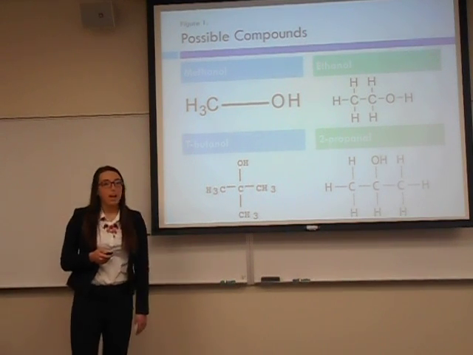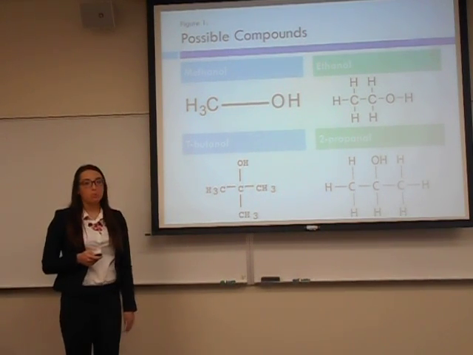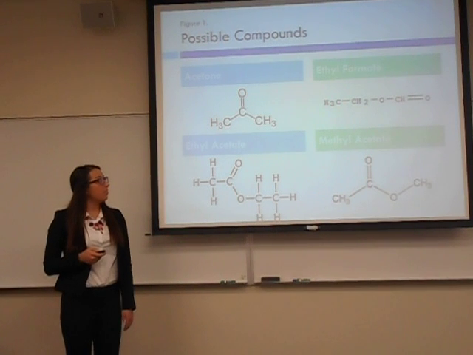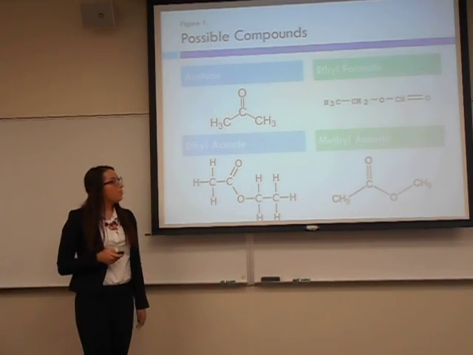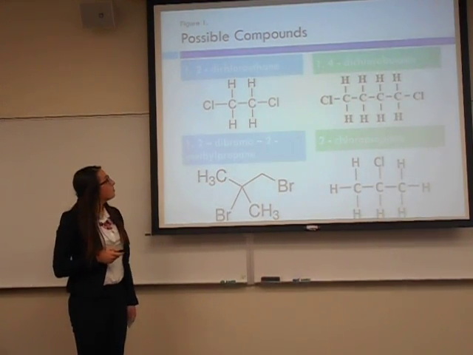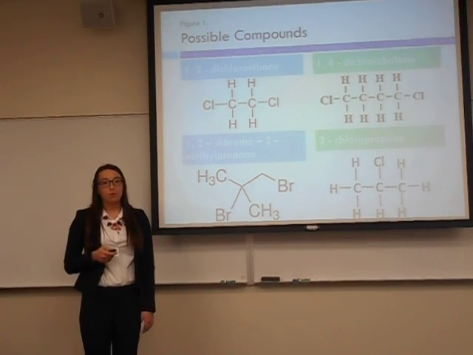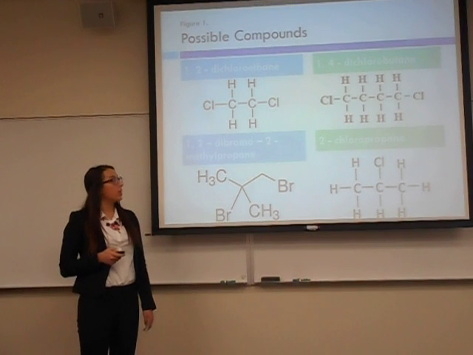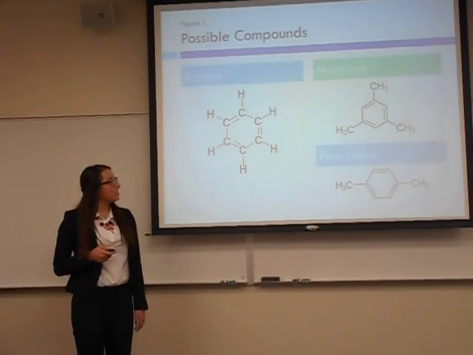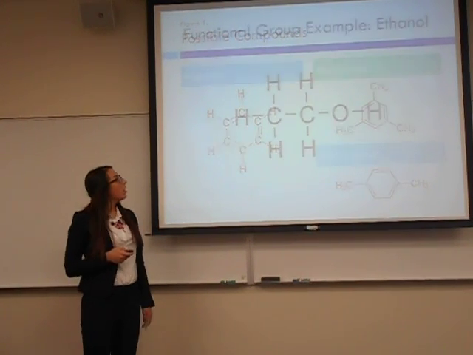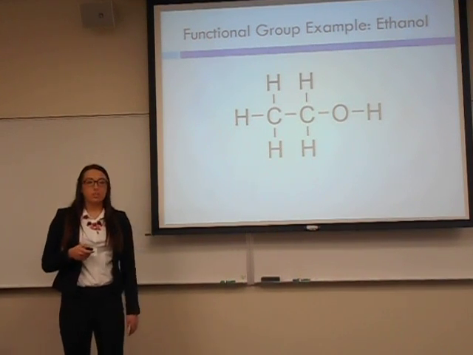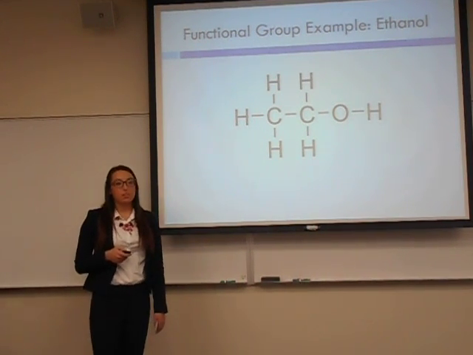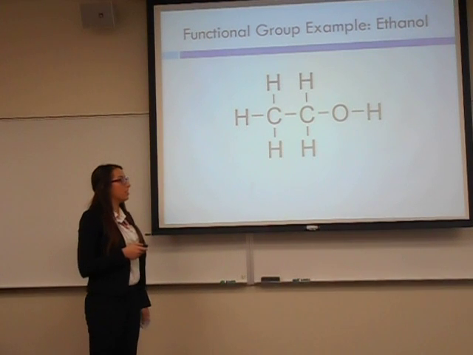We have methanol, ethanol, T-butanol, T-propanol, acetone, ethyl formate, ethyl acetate, methyl acetate, 1,2-dichloroethane, 1,4-dichlorobutane, 1,2-dibromo, 2-methylpropane, and 2-chloropropane. We also have benzene, mesitylene, and paraxylene. Now, we'd like to find the functional groups of all 15 compounds to help us get down and figure out what our unknown substance is.